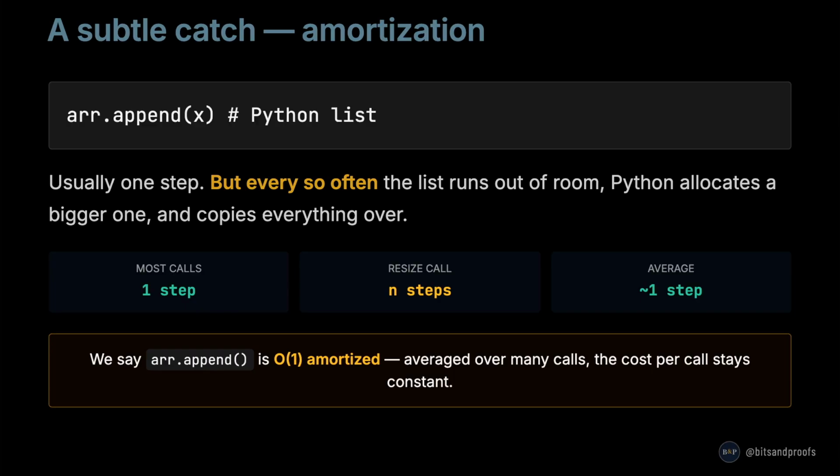So if we look honestly, most calls cost 1 step. The occasional resize call costs n steps. The question is, on average, what's the cost per call? Turns out, because the resize happens less and less often as the list grows, the average works out to about 1 step per call. The expensive resize is rare enough to amortize across many cheap calls.